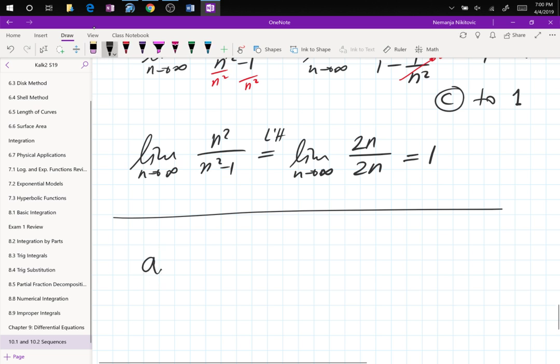How about an? There will be no square in this one. 2 to the n plus 1 times 3 to the negative n. Converge or diverge? Diverge.